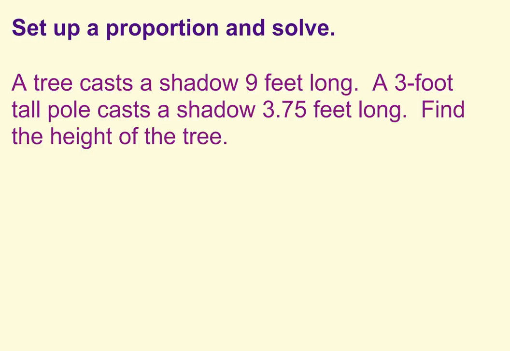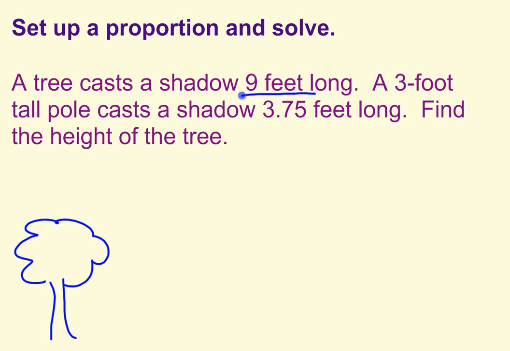We have a tree that casts a shadow 9 feet long. So that's your tree. A 3-foot tall pole casts a shadow 3.75 feet long. Find the height of the tree. So here is what's happening. You've got a tree. Sometimes I'm a visual person. I like to draw pictures.